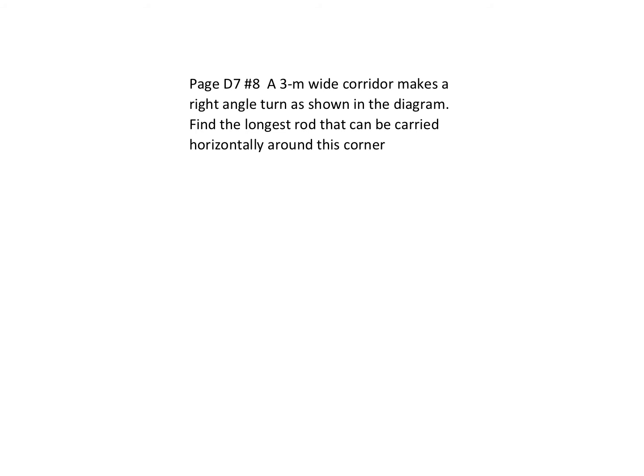Okay, so we have a 3-meter wide corridor that makes a right angle as shown in the diagram. So let's just draw the diagram. So we've got a corner here, and then we've got a corridor around that we want to fit, and then this corridor is 3 meters wide.